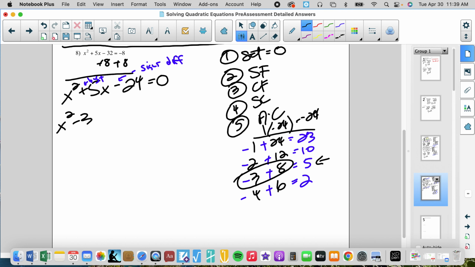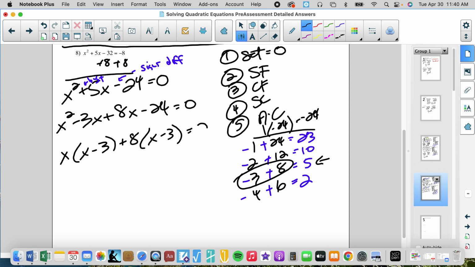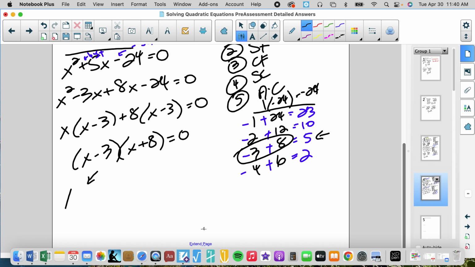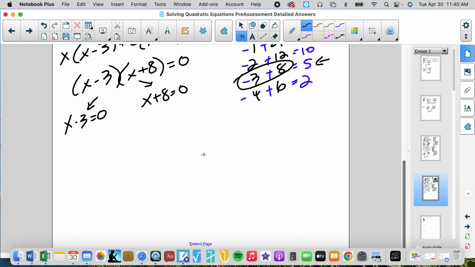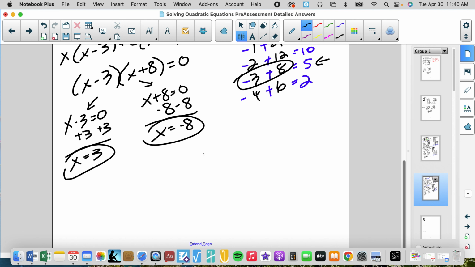x squared minus 3x plus 8x minus 24 equals 0. Factor out an x, you get x minus 3. Factor out an 8, you get x minus 3. x minus 3, x plus 8 equals 0. Set them both. x minus 3 equals 0. x plus 8 equals 0. We're just finding the value for x that would make that box 0. Add 3, minus 8. My solutions are negative 8 and 3.